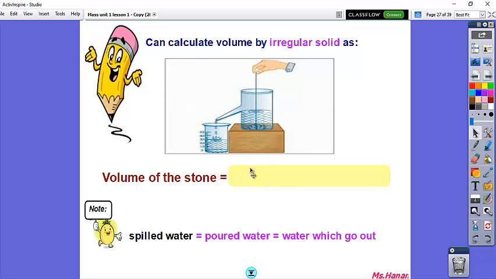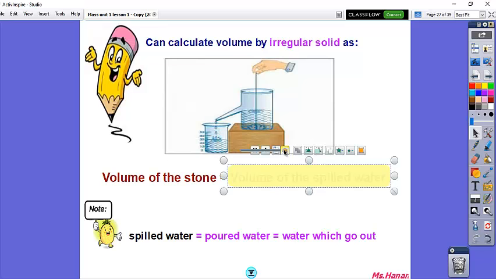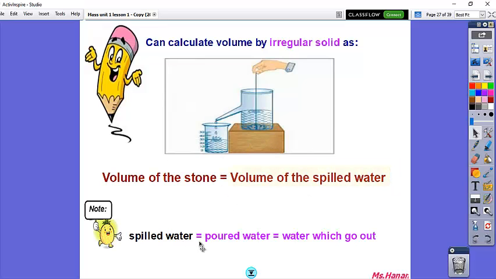Note that spilled water means poured water, which means water which fell out from the cylinder. Please take care from this point. The solids which we want to measure their volume must not dissolve in the water, such as marbles, stone, and nails, but we can't measure sugar by this method. Some examples about this part.